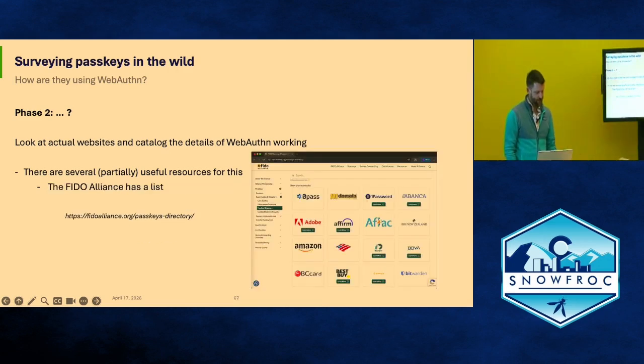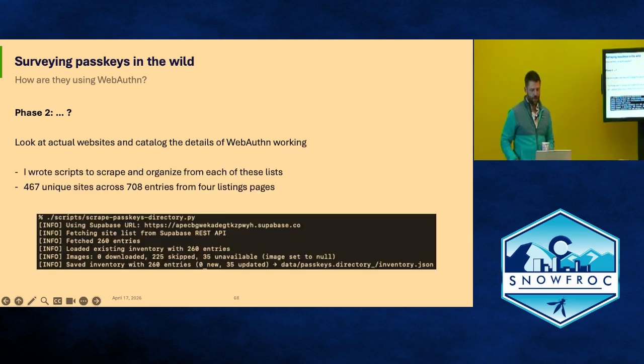The FIDO Alliance also wants you to use passkeys. Here's their list, right? They've got a pretty good set of both consumer and enterprises, companies, logos that use passkeys. Great. Okay, I can put these 4 lists together.